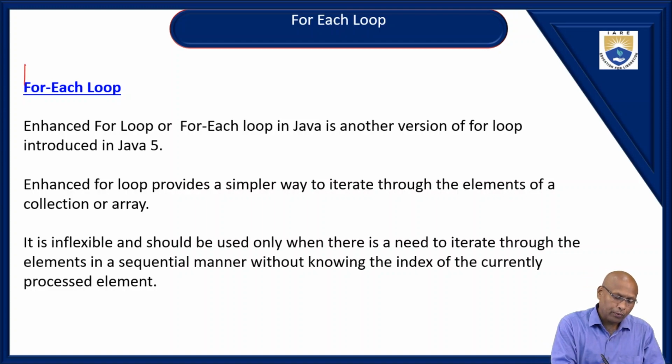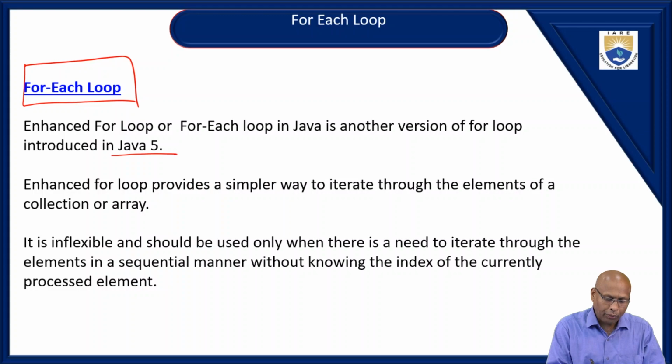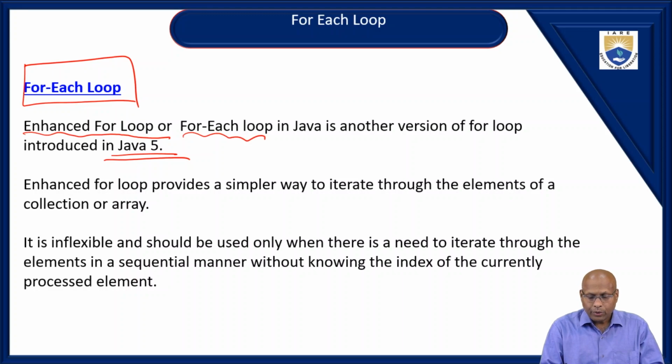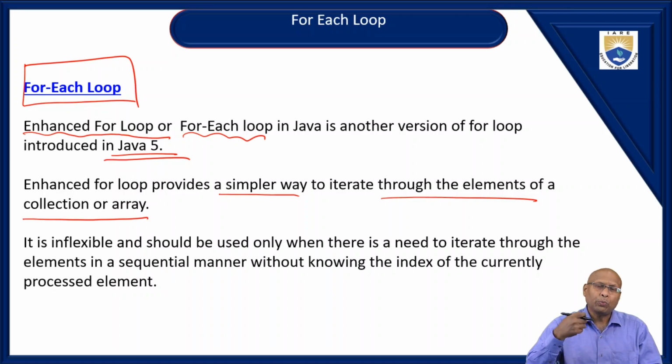Now there is one more important loop called the for each loop. Actually this is a special type of loop which was not there earlier, but from Java 5 onwards they have introduced the for each loop. This is an enhanced loop, the enhanced for loop, also known as the for each loop. The enhanced for loop provides a simpler way to iterate through the elements of a collection or array. From an array or from a collection, if you want to fetch one by one, then you can use the for each loop. This is a special type of for loop.